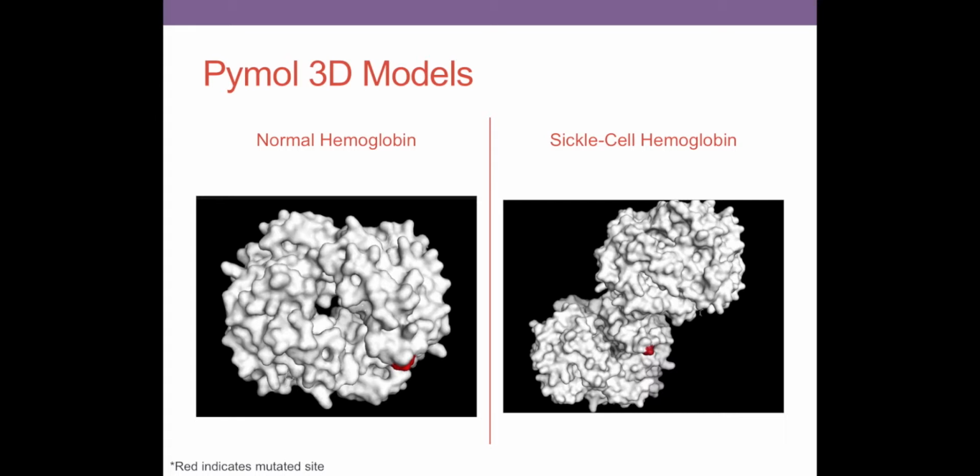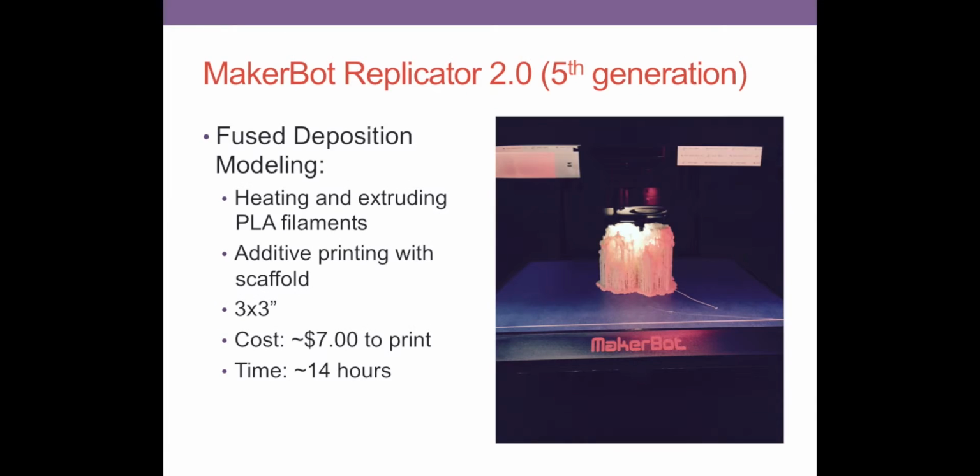my 3D printed models. These models were converted to STL files and sent to the MakerBot printers in the Digital Culture Fabrication Lab. I used the MakerBot Replicator 2 in order to print my models. This is a fused deposition modeling printer, meaning that it uses additive printing of heating and extruding PLA filaments in order to form a scaffold on which the protein is being made.